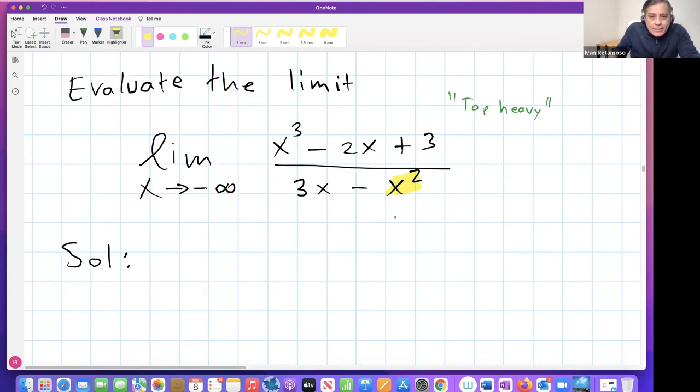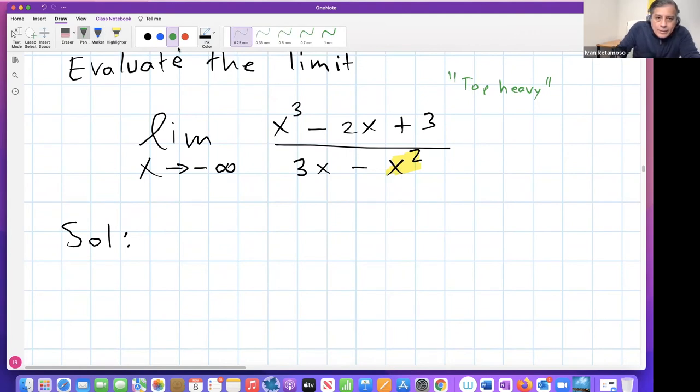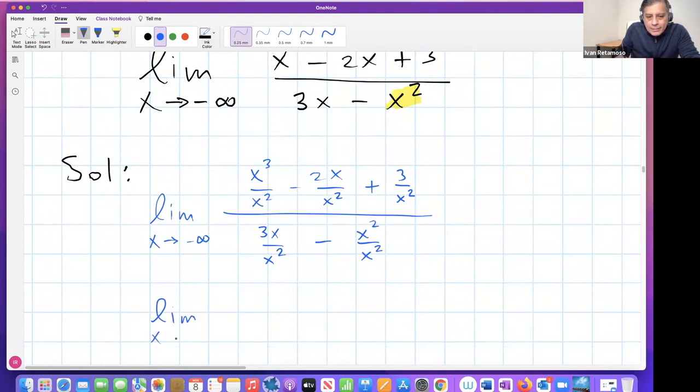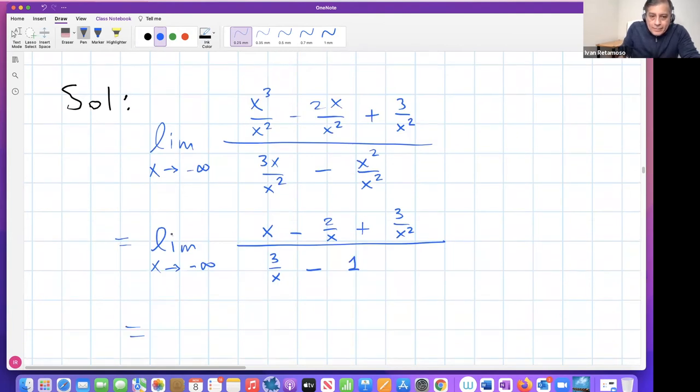This is x to the first power. So our technique says divide both numerator and denominator by this. So you have to do this: limit as x approaches negative infinity of x cubed over x squared minus 2x over x squared plus 3 over x squared, divided by 3x over x squared minus x squared over x squared. Let's do the simplification algebraically. This becomes x, minus 2 over x plus 3 over x squared. Here, x squared into x, one x cancels and one x stays on the bottom. And x squared over itself is just the number one. So we continue, carefully.